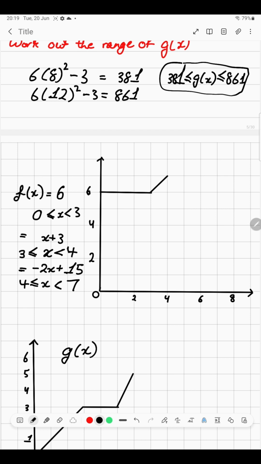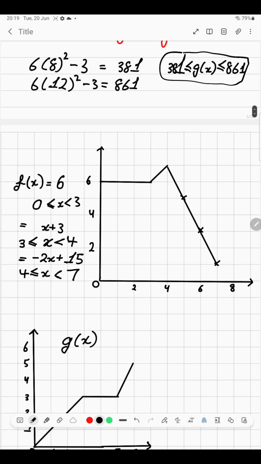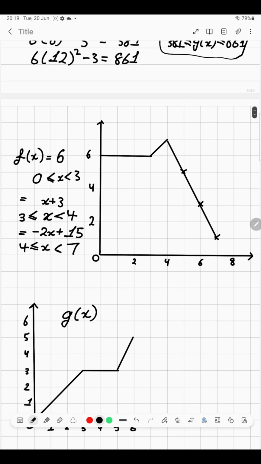So for every box we go across, we go 2 down. So that would be here, here, and here. And it's until 7, so it's until here. And that's your answer.